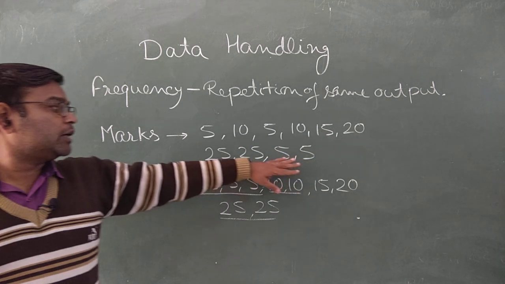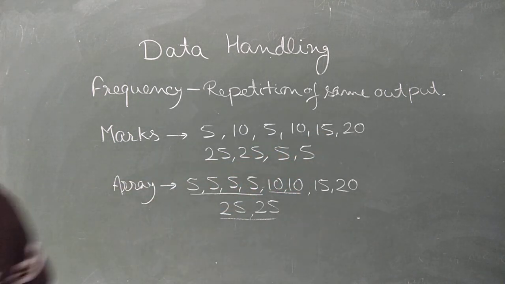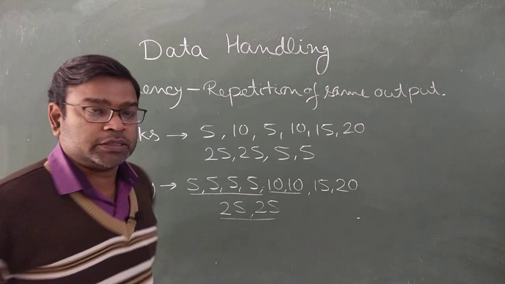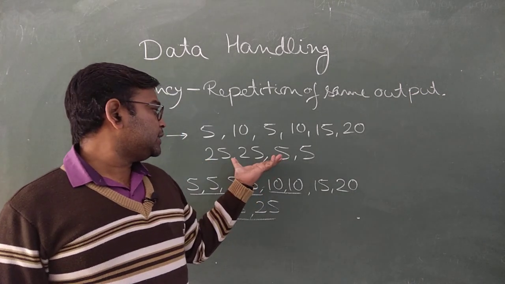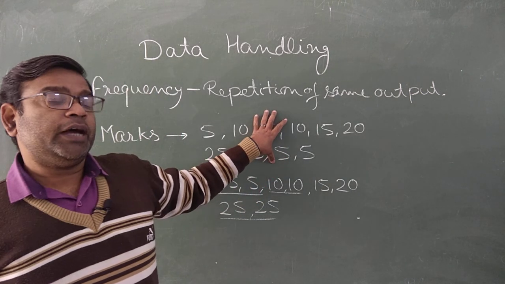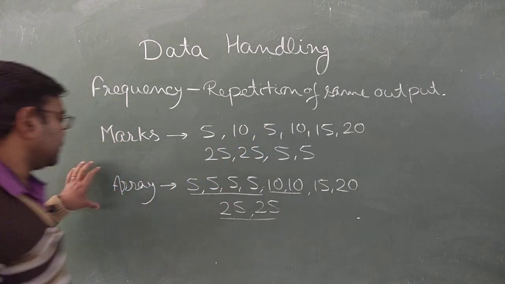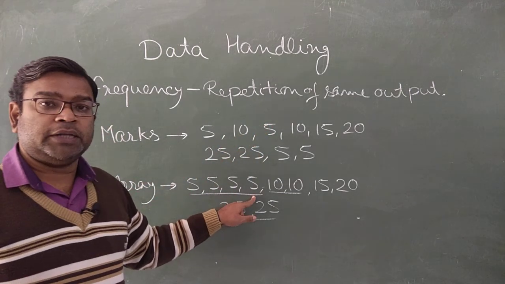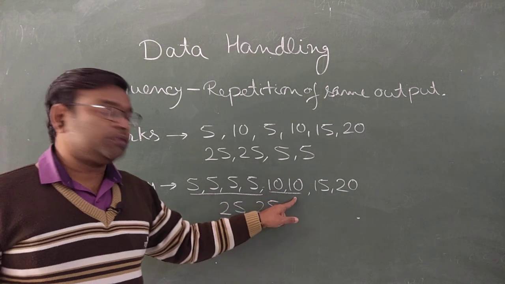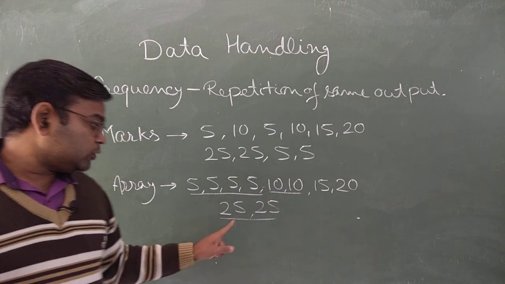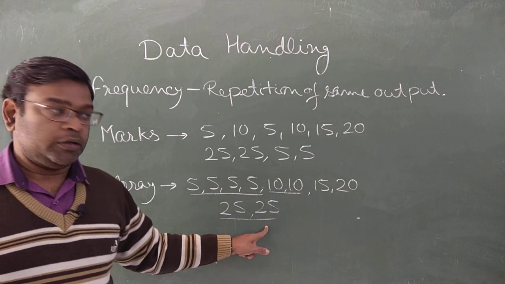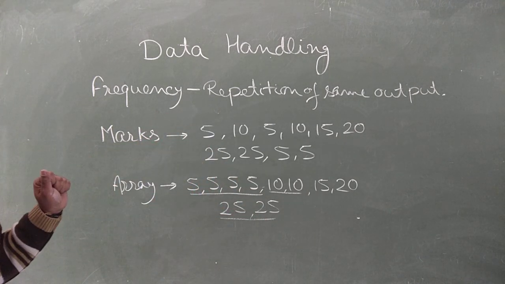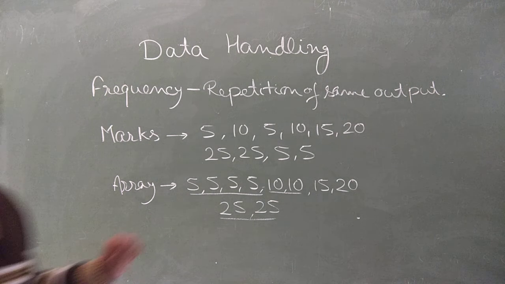So these are the marks received by 10 students. This is your raw data. If we arrange this data as array data, we observe that there are 4 students who receive the same mark, that is 5. There are 2 students who receive 10 marks, and 2 students receive 25 marks. So if we observe, let me draw a table.